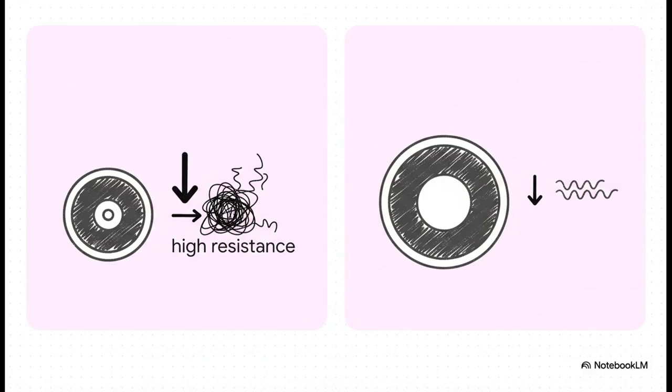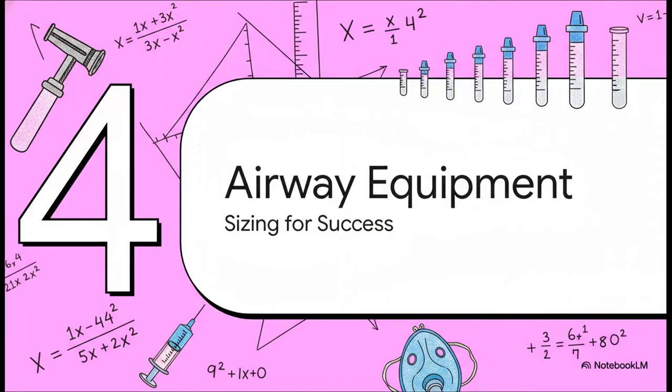In a baby with a tiny 4 millimeter airway, just 1 millimeter of swelling, that's it, reduces the area by a whopping 75%. And because of that r to the 4th thing, the resistance to airflow doesn't just double or triple. No, it increases by a factor of 16. A 16-fold increase. That's a profound difference and a guaranteed exam point. And that crazy 16-fold increase in resistance leads us straight to our next topic, having the right gear.